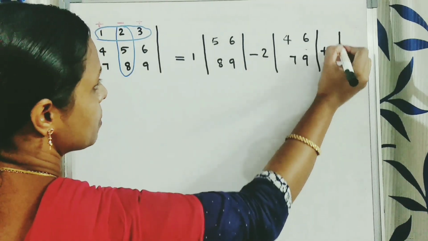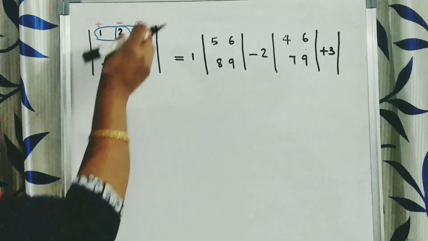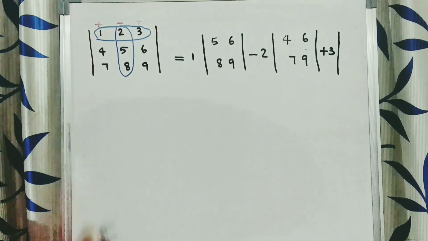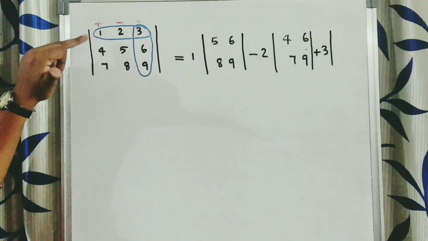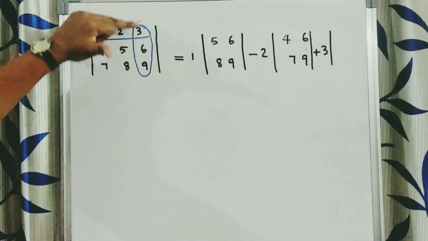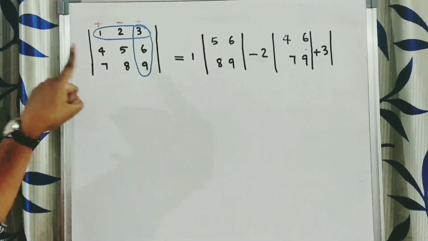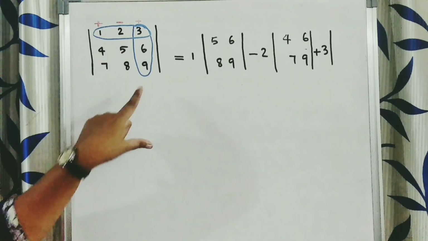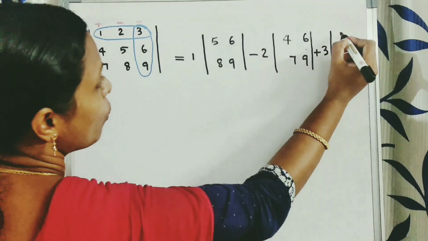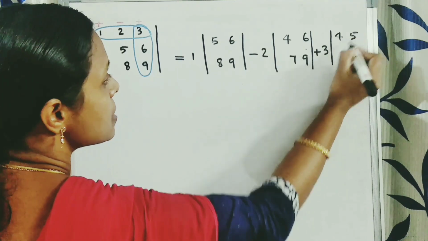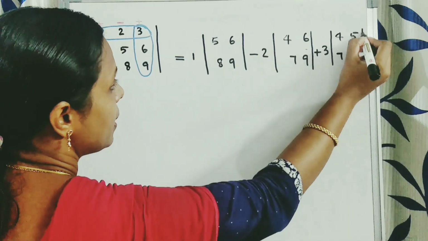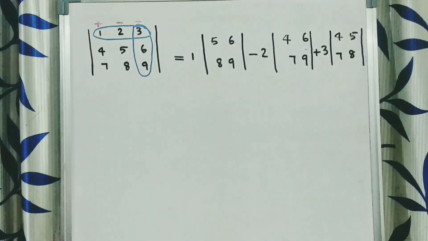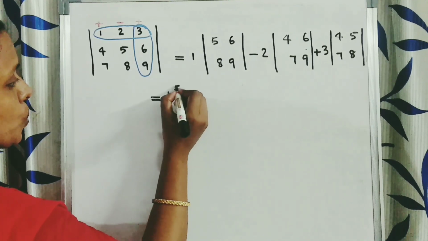Then next we eliminate the third column and first row. That is, we eliminate the first row and third column. The remaining elements are 4, 5, 7, 8. Clear? So we write 1 into.